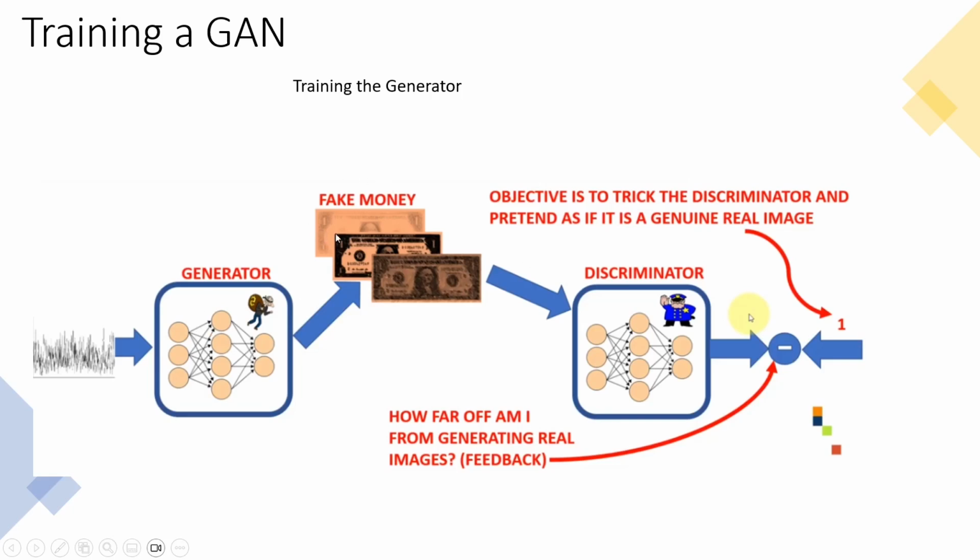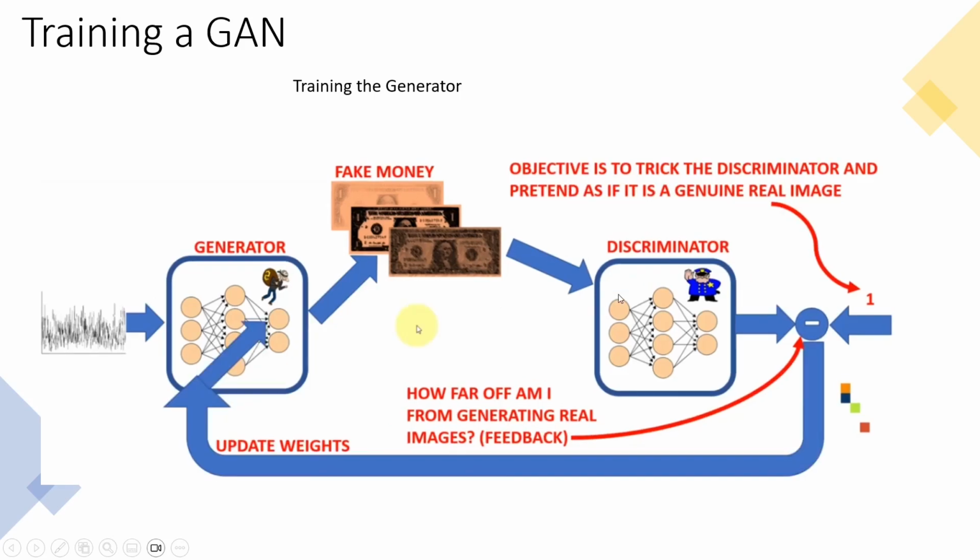So we have the same image, we have the fake money. Our objective was to trick the discriminator and pretend as if it is a genuine real image. And the discriminator is going to say whether this is fake or not. Depending on its decision, we will be calculating some loss. And the generator will be benefiting from the loss of the fake money. It's not going to be using the loss from the real money.